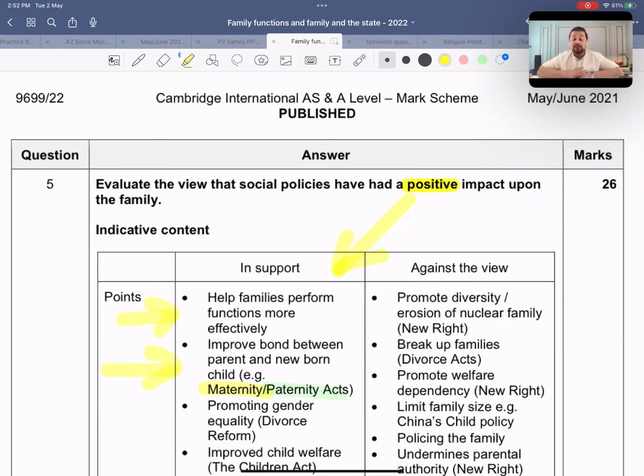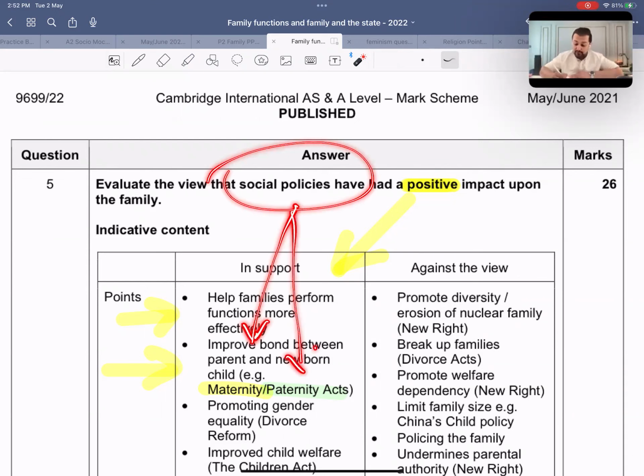So who decides? The state decides. It's the policies that the state comes up with. The state decides if you'd be getting a maternity leave or if you'd be getting a paternity leave. So this is again having a positive impact on the family, right? Rest of the content is what I'd be discussing in the next 5-8 minutes.